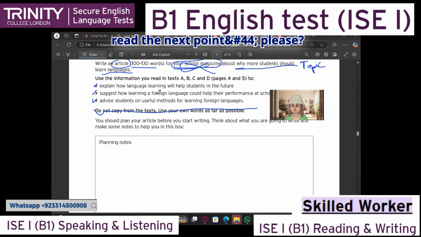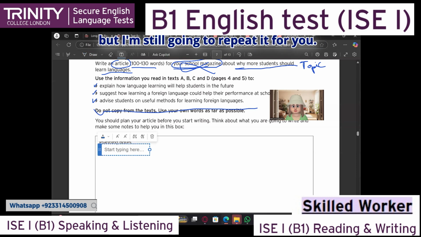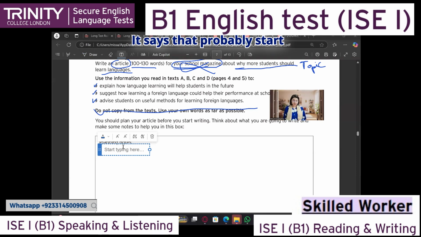Can you read the next point, please? Use the information you read in text A, B, C, and D, which we read before starting this paper. Now we are going to create our first paragraph together. I'm sure you might have seen a couple of videos, but I'm still going to repeat it for you.